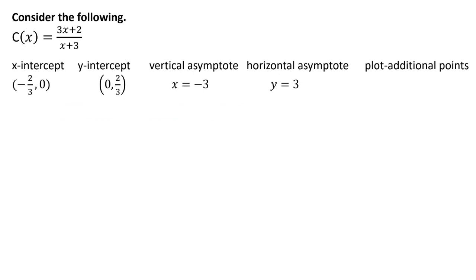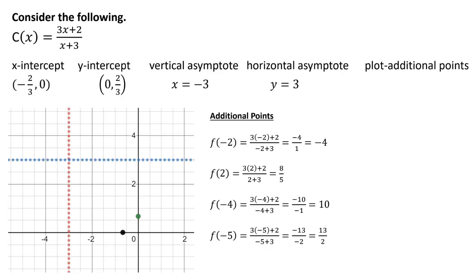So we have our x-intercepts, y-intercepts, vertical asymptote, and horizontal asymptote. Let's go ahead and get some additional points just to help us out. Let's pick the same points that we picked last time. Again, when x equals -2, I got a -4. When x equals 2, I got an 8/5. When x equals -4, I got a 10. When x equals -5, I had a 13/2.